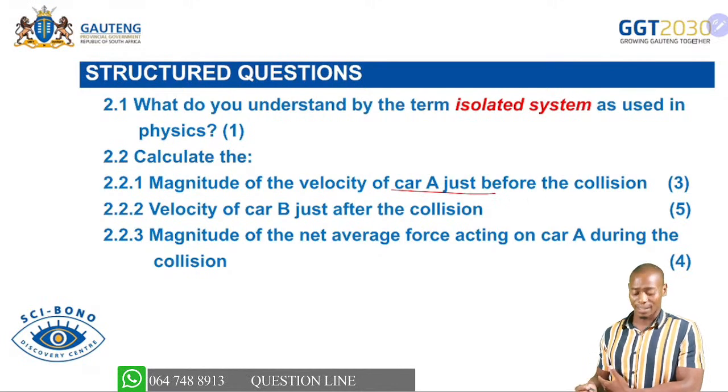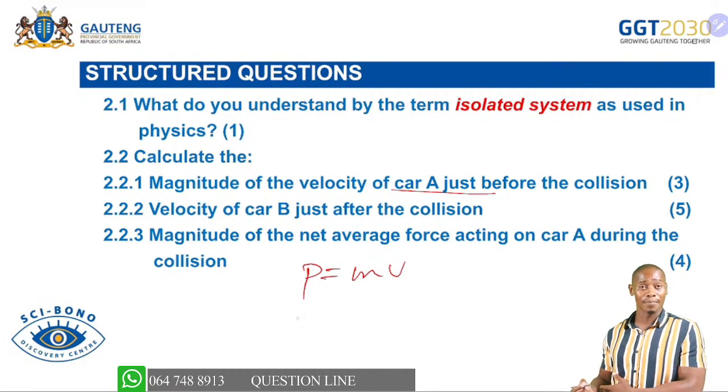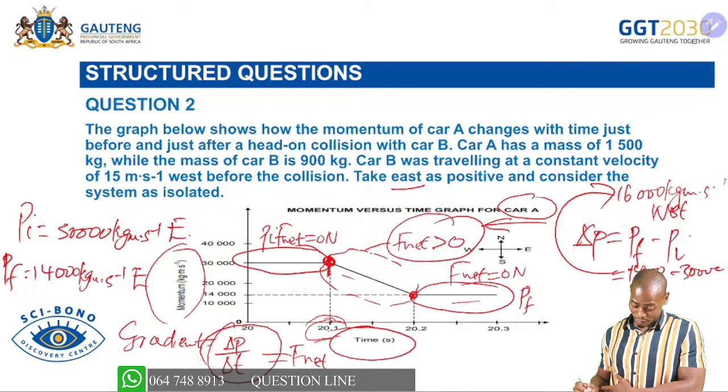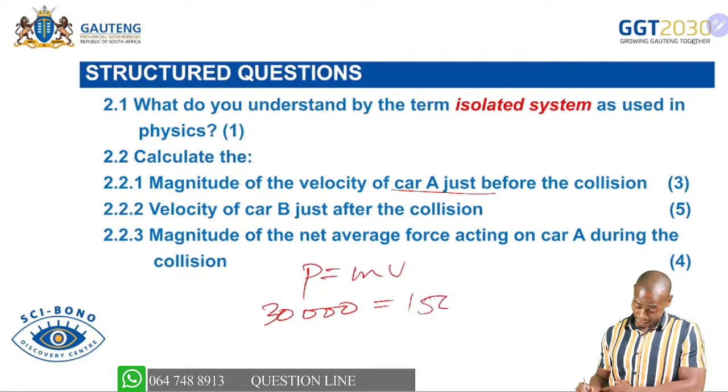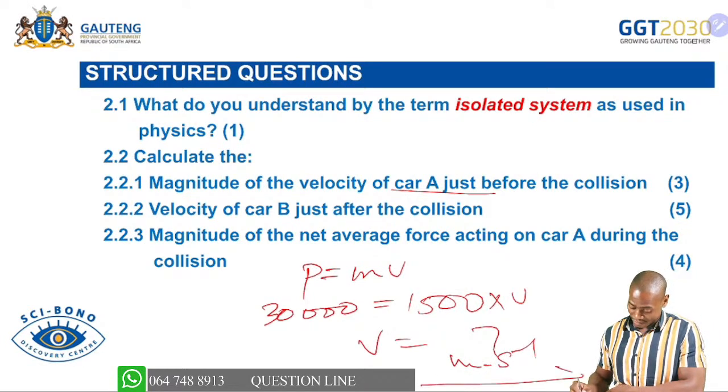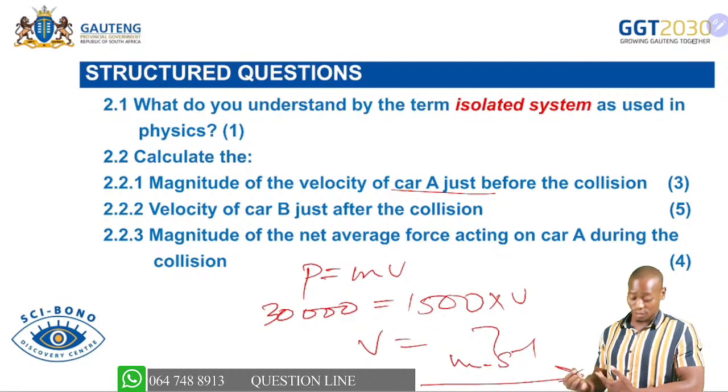So for car A, remember we are given the mass, right? We are also given the momentum. So what is the initial momentum for car A? Remember it is 30,000 equals the mass. The mass is 1,500, multiplied by the velocity. Then we'll be able to get the velocity in meters per second. They're asking us to calculate the magnitude, so we leave it as meters per second. No direction for that one.